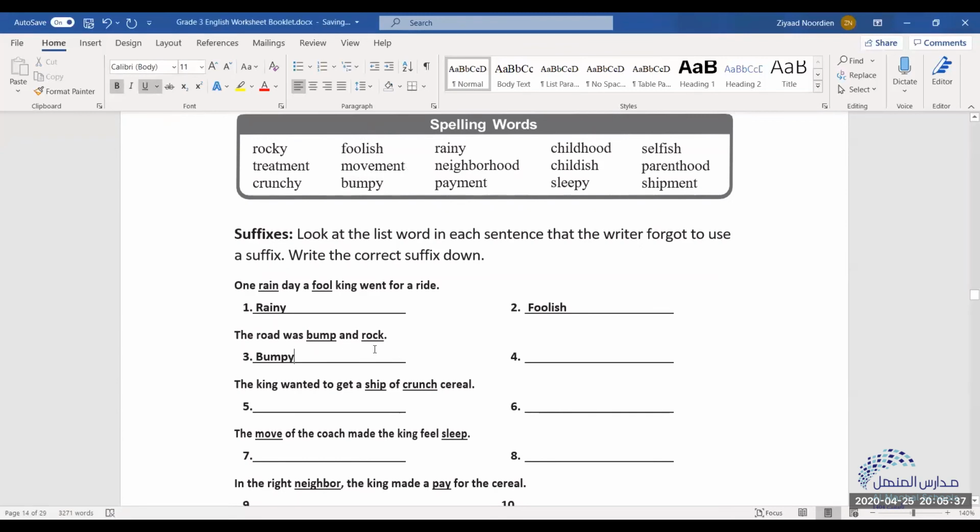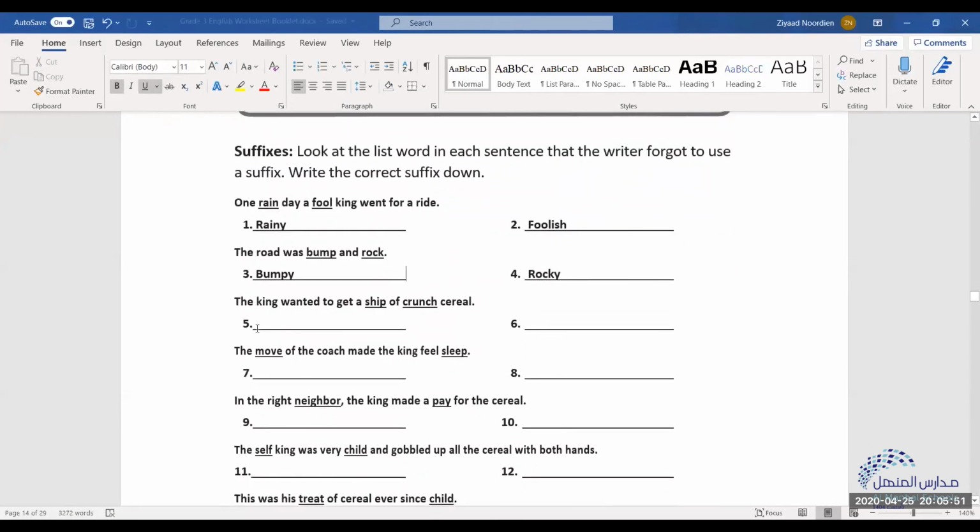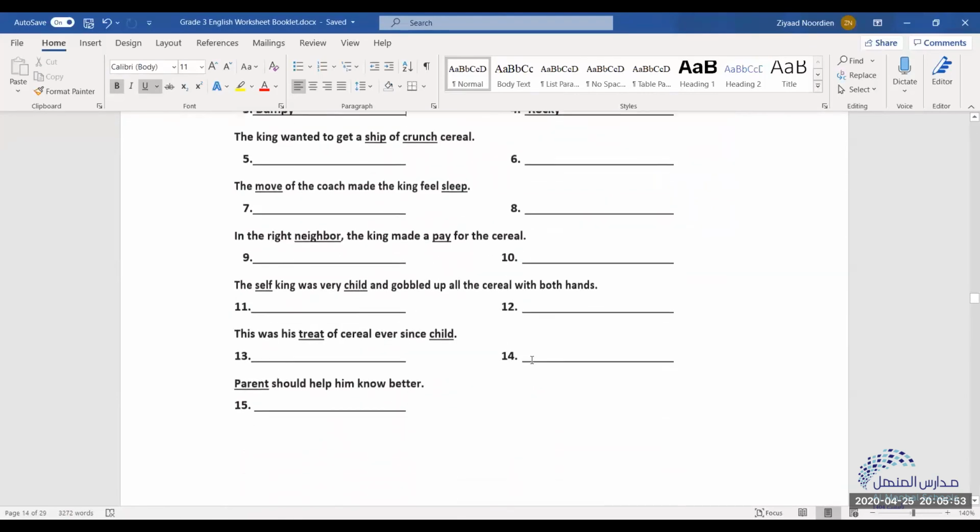And then we've got rock. We spoke about the word rocky earlier, so rocky would be our word over here. It's got a suffix of a Y here, and here it's got a suffix of a Y as well. Remember, suffix at the back of the word. I will leave you to complete number 5, 6, all the way up to number 15 on your own.